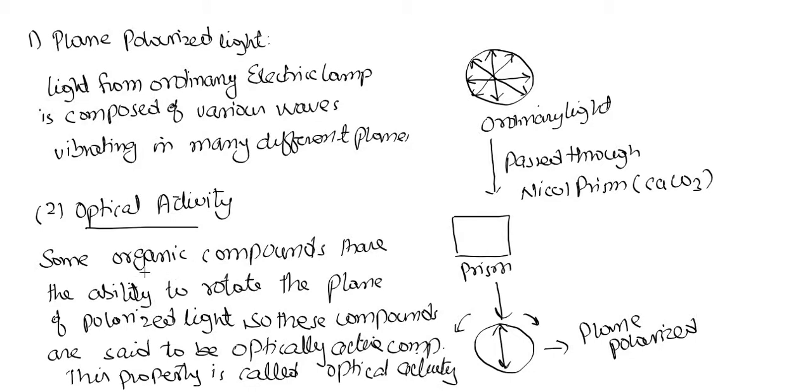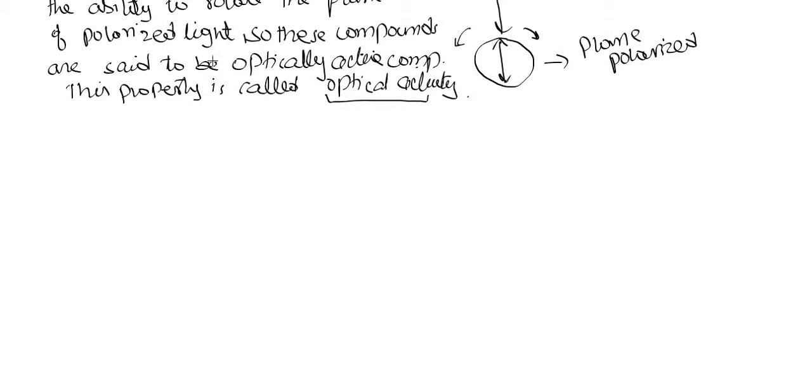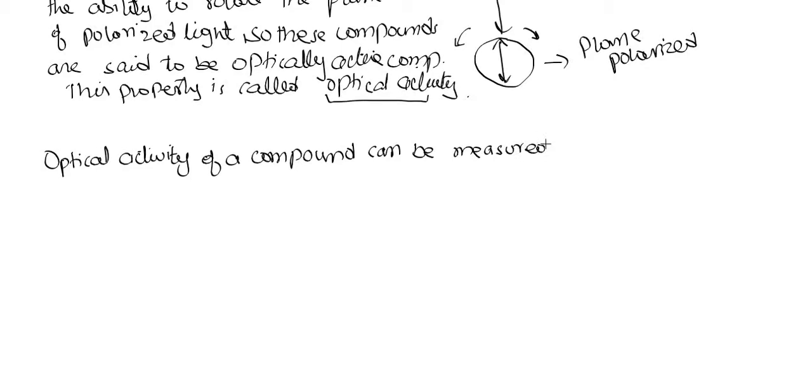I am again explaining optical activity. It is an actual property of some organic compounds, not all organic compounds. Some organic compounds have the ability to rotate the plane of polarized light. So these compounds are said to be optically active, and this property is known as optical activity. So how to measure this optical activity? Optical activity of a compound can be measured with the help of an instrument called a polarimeter.